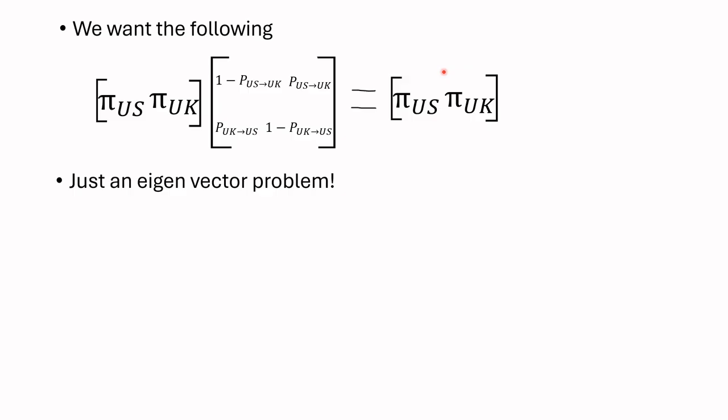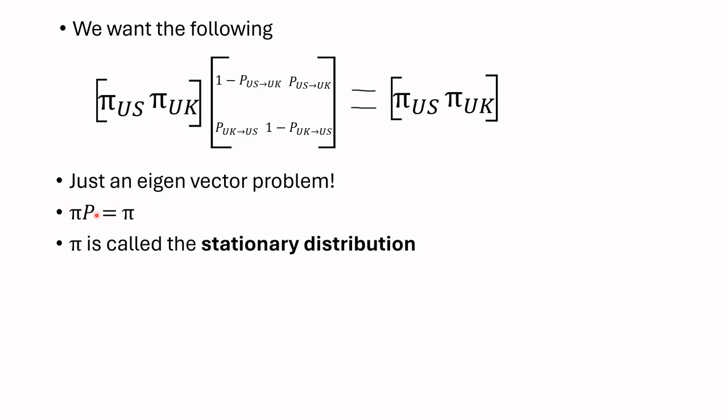We want to know, given this transition matrix, what is this distribution? And it's like, hey, this is just the eigenvector problem. That's all this is. We already know how to do this. In simpler notation, it would look like that. And this pi here, this distribution such that you go from one step to the next and the distribution ends up being the same, is called the stationary distribution.